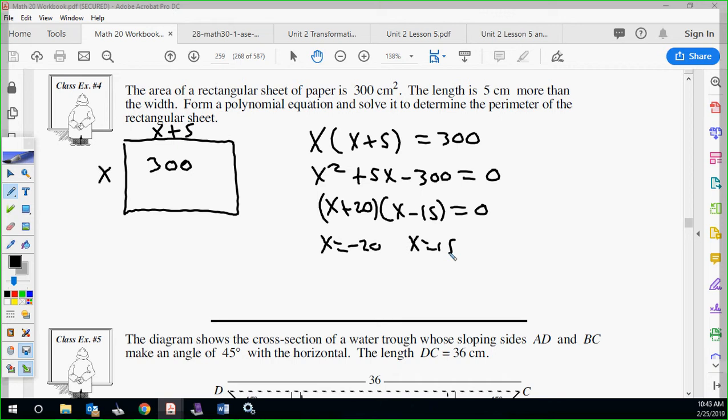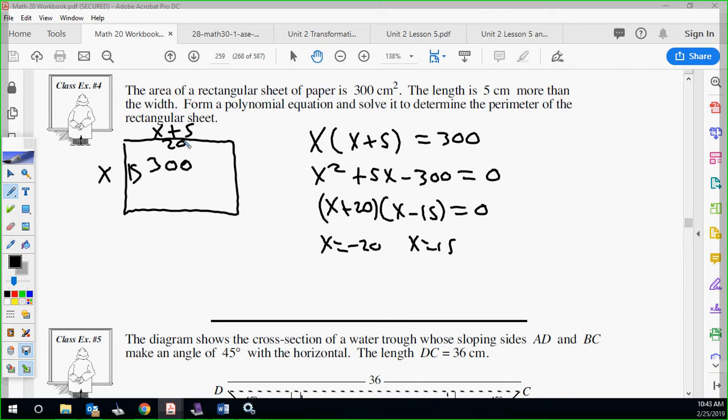15 is my width. Now, it's not a coincidence. This is why. Because that 20 represents the length. Our width is 15. That's what x is. The other side is 20. It's 5 more. So that negative 20, I mean, it's misleading in the sense it's not the width, but it does give you the idea what the length is going to be.